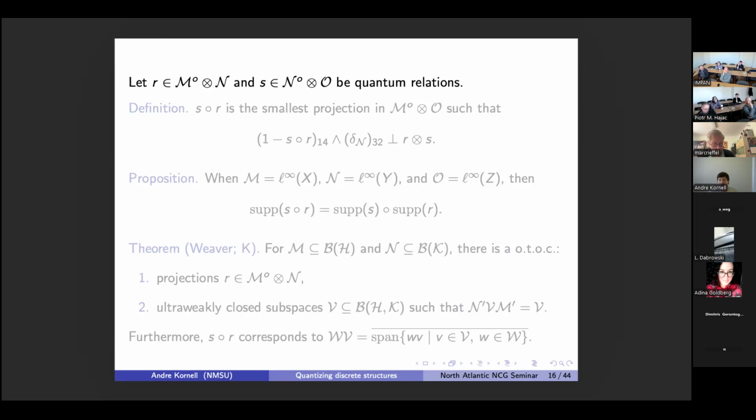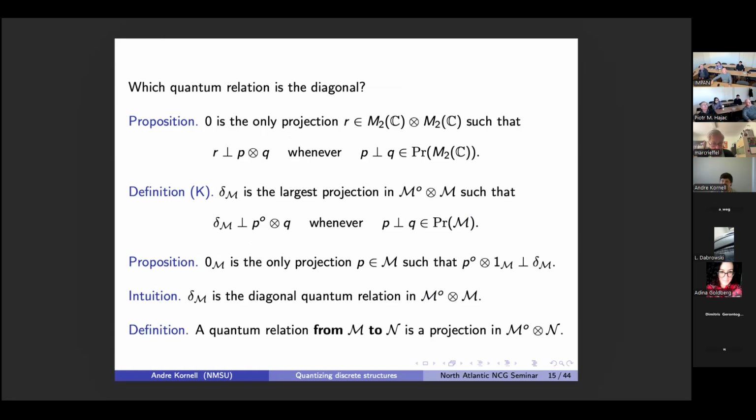If we have morphisms, we should know how to compose them. So let R in M op tensor N and S in N op tensor O be quantum relations. Could you come back to the previous page? Yes. So, could you say explicitly what is delta M for M being 2 by 2 matrices over C?